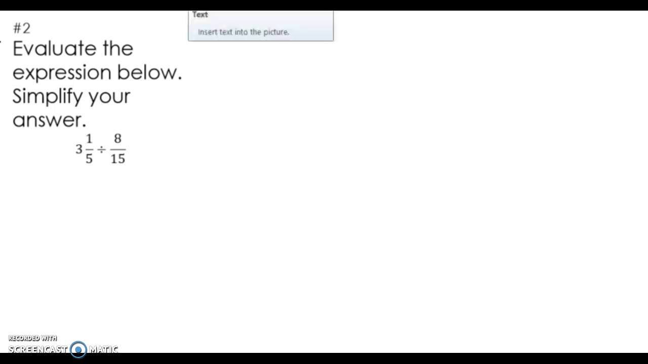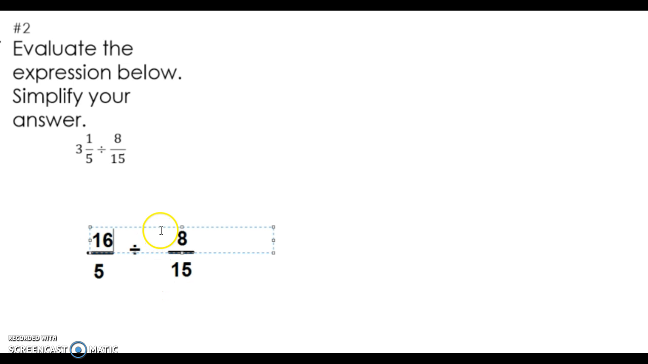And if you guys remember how to do that, which I hope you do, we're going to take our whole number, which is 3, times our denominator plus the top number. What I like to do is keep everything down here already organized. So our denominator is going to stay at 5 for our improper fraction, and everything else stays the same, divided by 8 over 15. So what's 3 times 5? I'm taking this whole number times the denominator. That's 15, right? Plus the top would be 16. So now we have this.